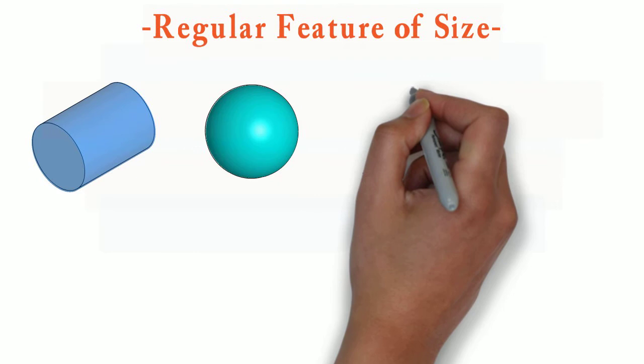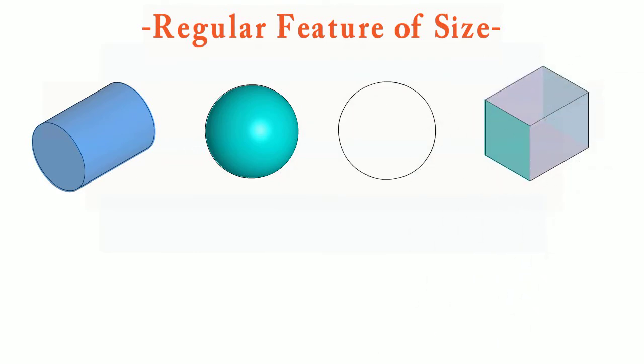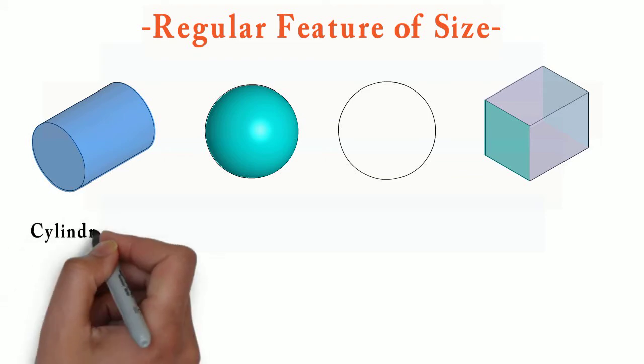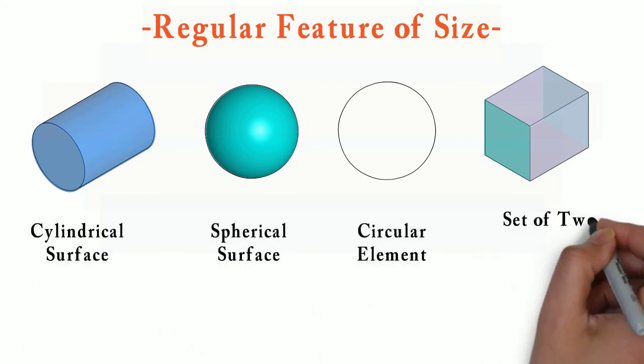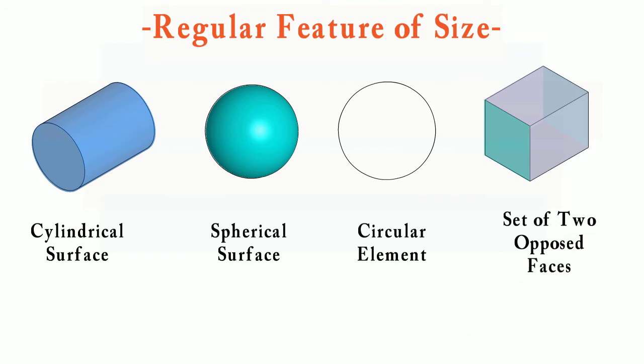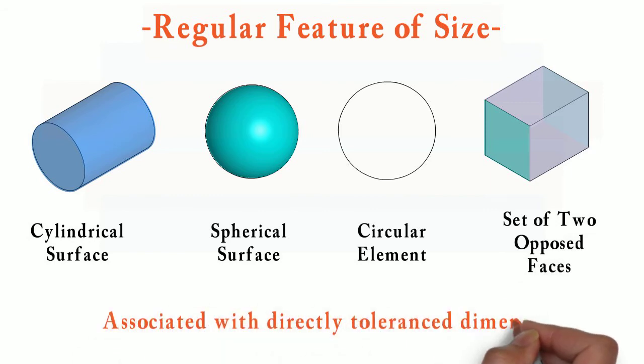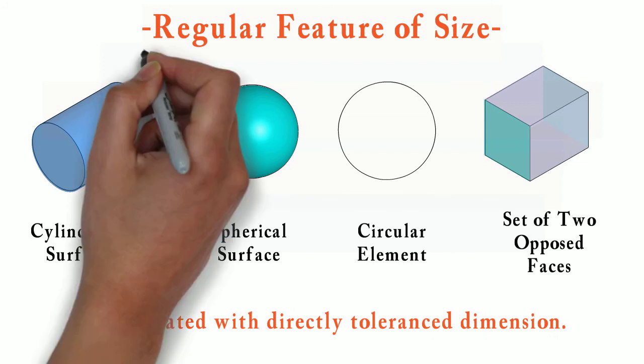Now we will see a regular feature of size. See here, both of these faces which are associated with dimensions are a feature of size. Any cylindrical surface, spherical surface, circular element or a set of two opposed parallel surfaces associated with directly toleranced dimensions is known as a regular feature of size.